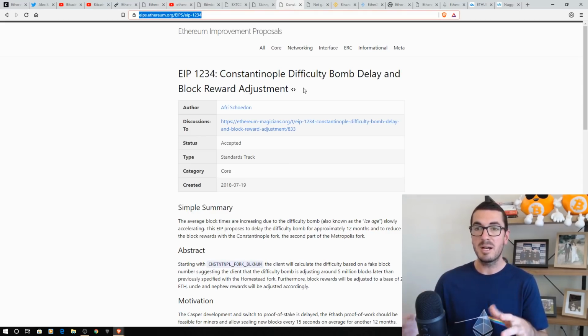Now, I spoke about this in the past, I'm going to touch on this at the end, and I did a detailed analysis for members about why I think this is so important, reducing that new block reward.